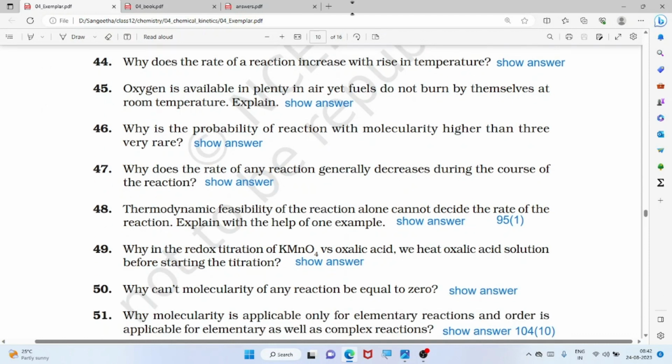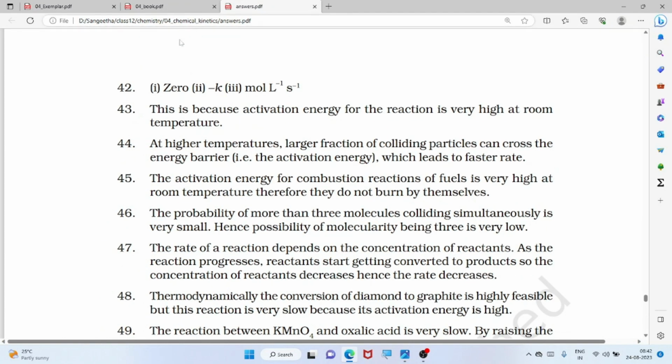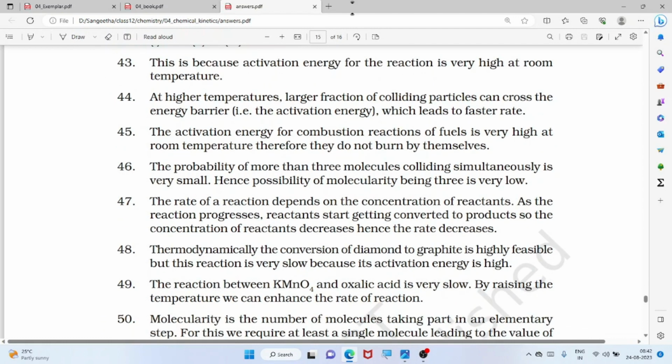Oxygen is available plentifully in air, yet fuels do not burn by themselves at room temperature. 45. The activation energy of the combustion reactions of the fuels is very high at room temperature, therefore they do not burn by themselves.